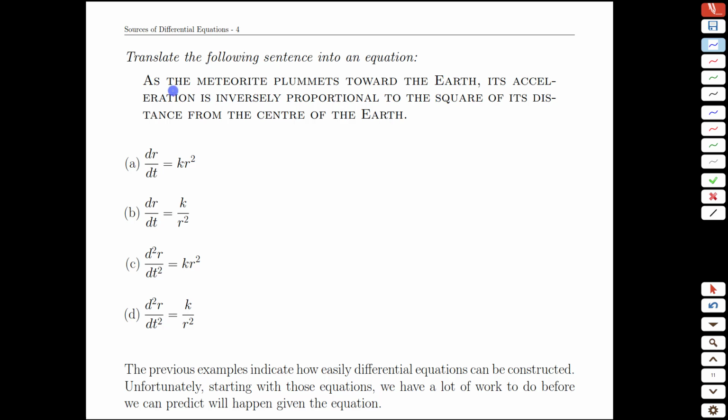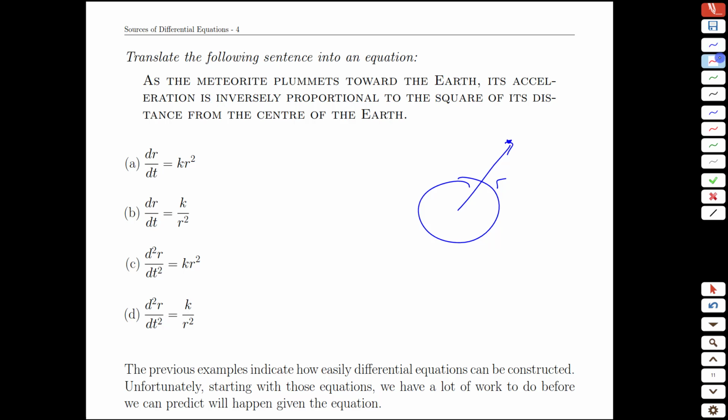Let's consider another example. As a meteorite plummets towards the Earth, its acceleration is inversely proportional to the square of its distance from the center of the Earth. So let's imagine a meteorite out here at distance r from the center. Which of these equations is best describing the word version of the problem here? Take a moment to answer, and then we'll check in.